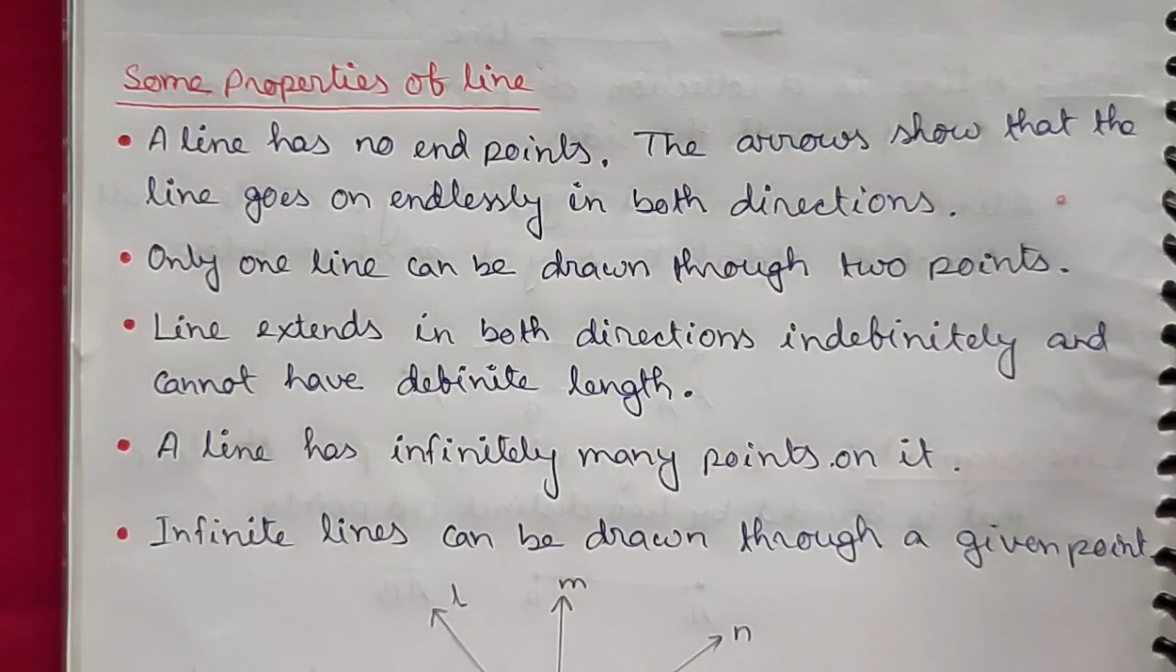So till now we have understood what is a point, line, ray, line segment, etc. Now we will know the properties of a line. So what is a property? Can anyone say the difference between a property and characters?